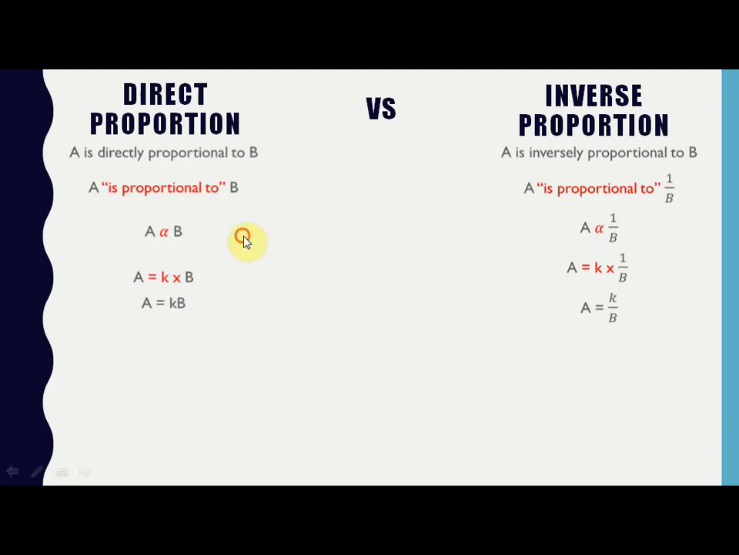So first is direct proportion. Direct proportion means the question is like A is directly proportional to B. It means that A is proportional to B. So you have to write A ∝ B. This is the sign of proportionality. So we are moving on. If you write the equation for direct proportion, you have to write A equals K times B. This is the basic equation.